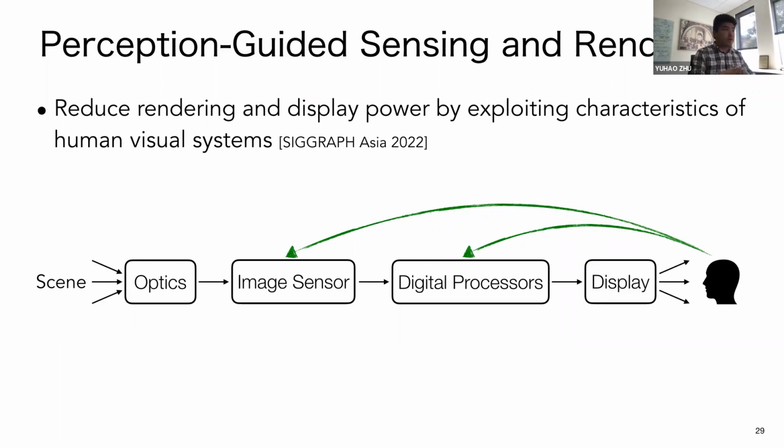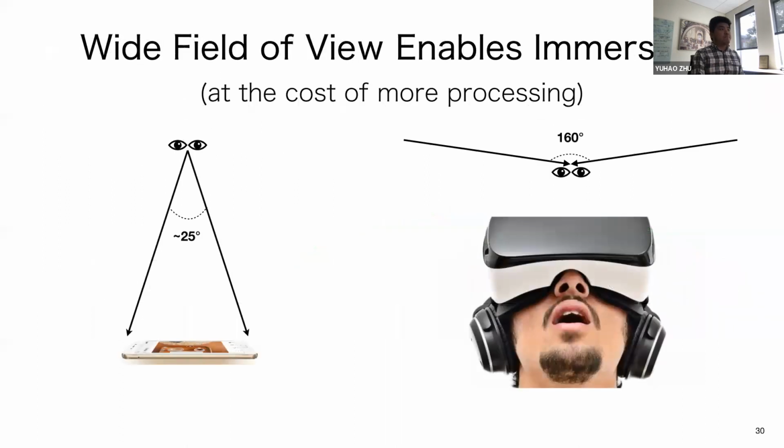Okay, so that wraps up the first part of the talk, which is computational image sensing. And what I'll talk about next is what I call perception guided sensing and rendering, which is about reducing the rendering and display power by exploiting the characteristics of human visual systems. And I'm talking about this in the context of AR and VR.